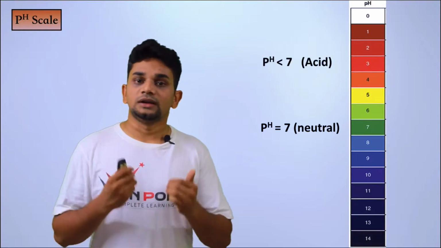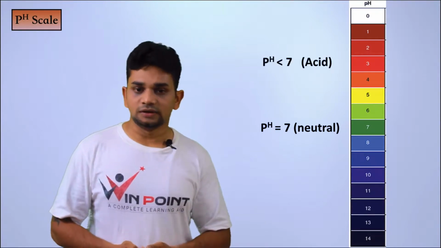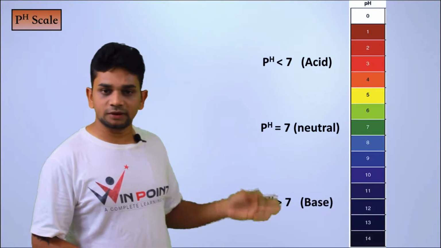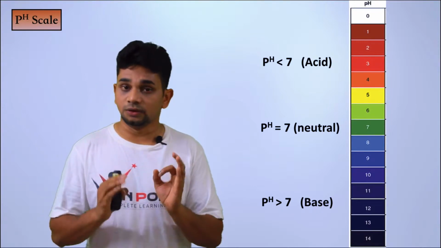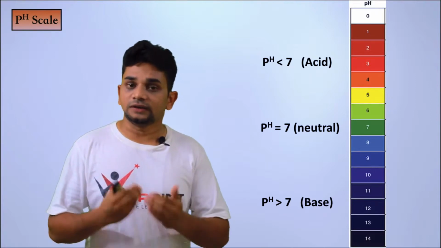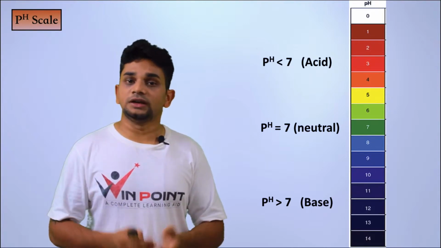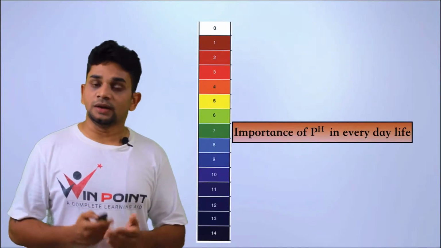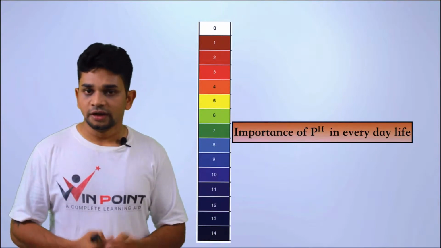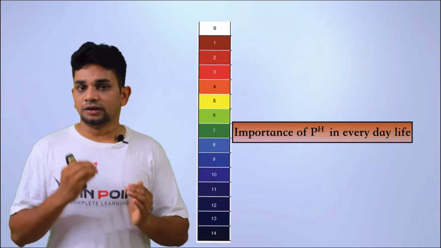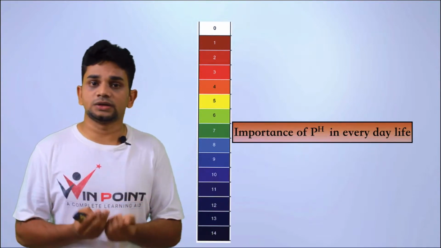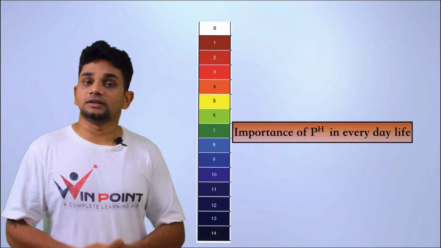If the pH value is less than 7, it will be an acid. If the pH value is more than 7, it will be a base. So here you can see the measurement. If pH equals 7, it is neutral, right? If the pH value is less than 7, it is acid. If the pH value is more than 7, it is base. So pH means we are measuring the hydrogen ion concentration in the solution. If the value of pH is 7, it is a neutral solution. If less than 7, it is an acidic solution. If more than 7, it is a basic solution.